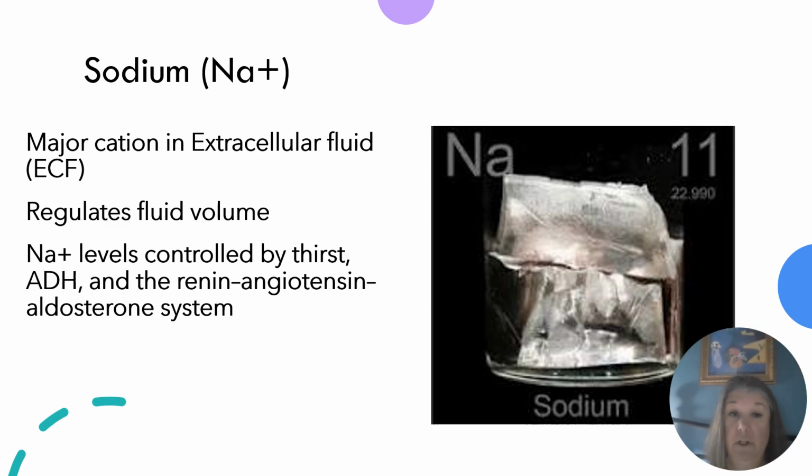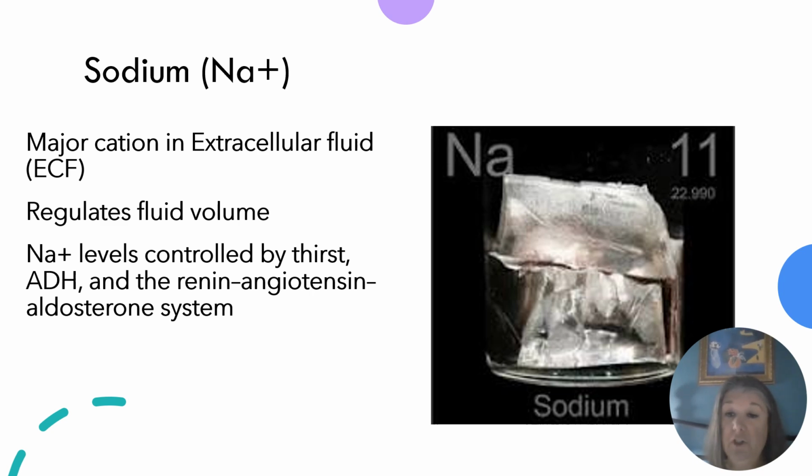We're going to start with sodium because sodium is the major cation in the ECF. That's extracellular fluid, right? So that's the stuff floating in between the vascular space and the cells. So like interstitial, remember that's the same thing, interstitial and plasma. So the deal with sodium is its whole function is to regulate fluid volume. When sodium is reabsorbed in the kidneys, water and potassium are also reabsorbed, thereby maintaining ECF volume.